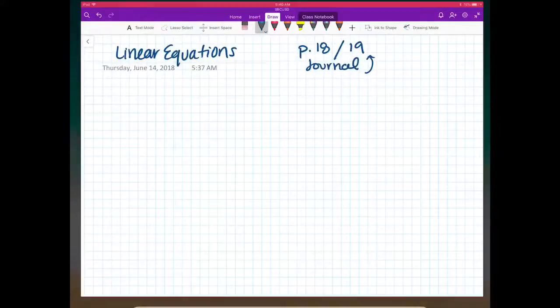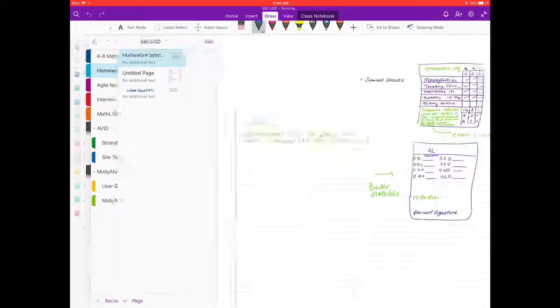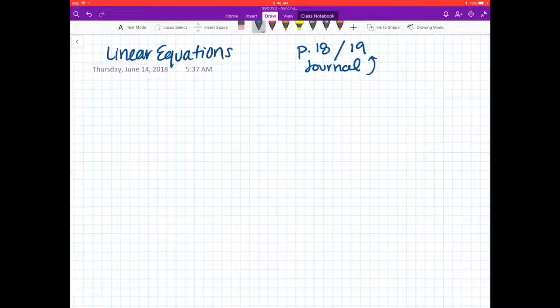I don't think I have it saved. Nope, I don't have it saved. Okay, so here we go. Page 18 or 19 in your journals, linear equations.